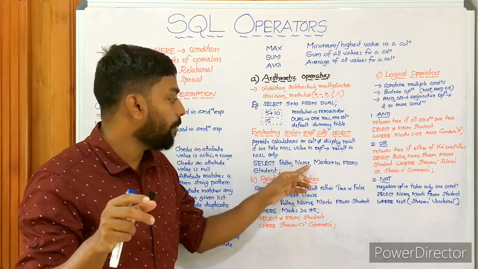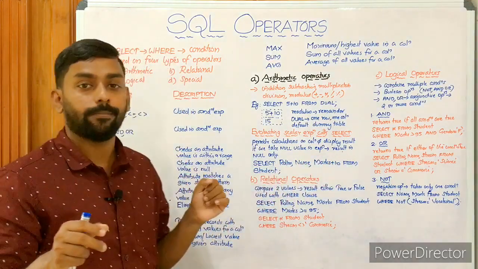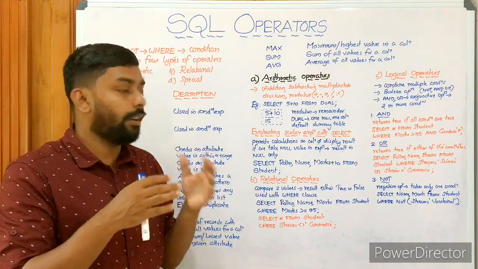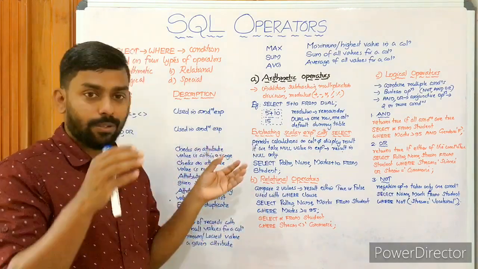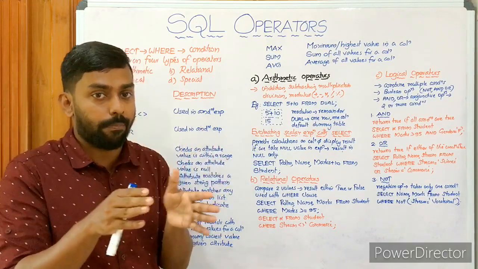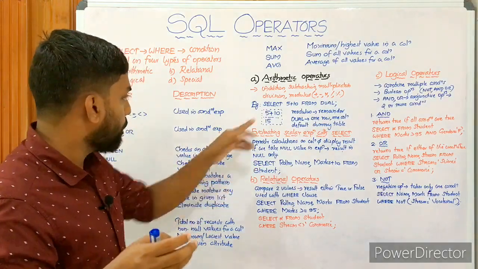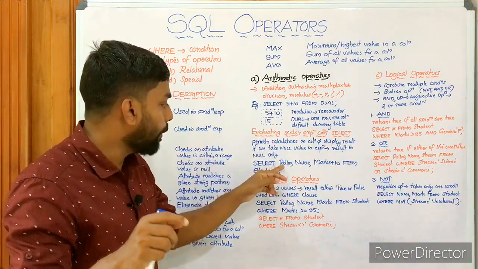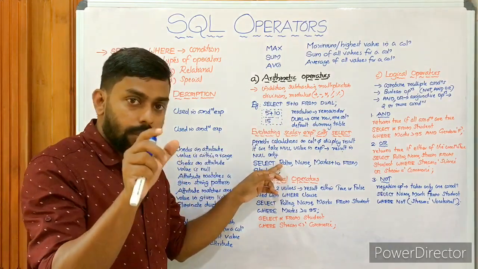Select roll number comma name comma marks plus 10 from student. Actually, I haven't shown all the columns here because of limited space on this board. So you know exactly how it appears. Here I've shown one column. How will it be? This is the resultant table.